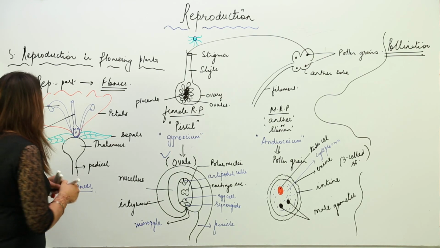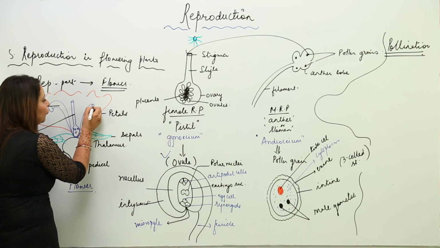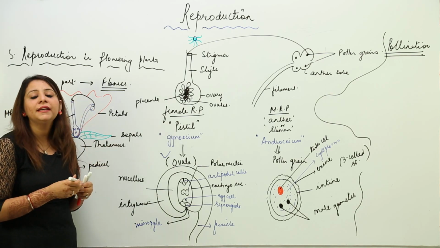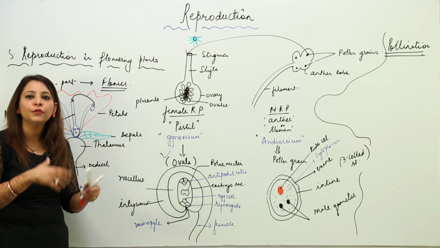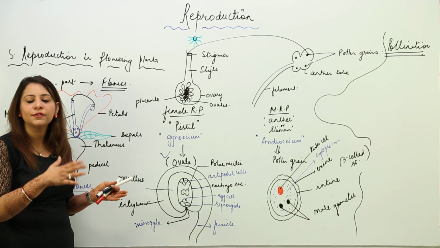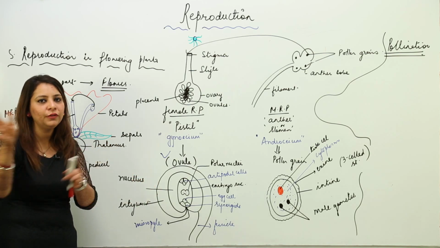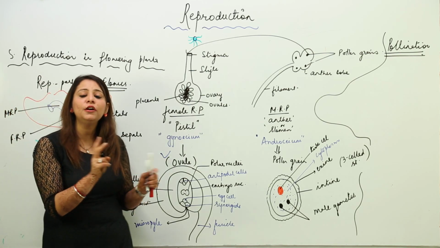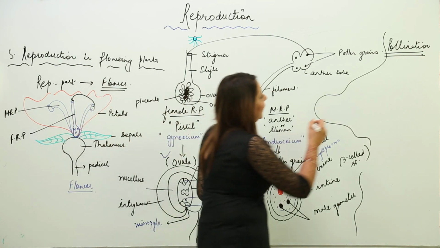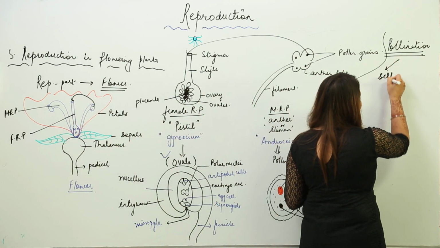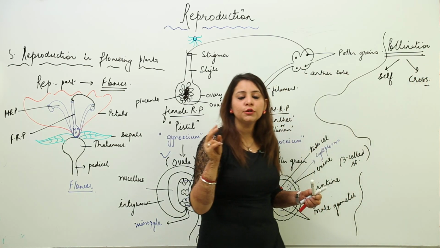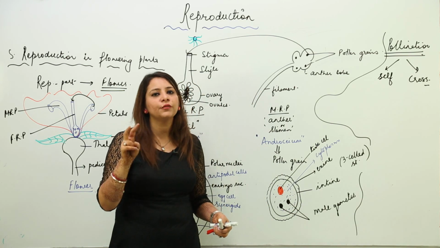And you know that pollination is the transfer of pollen from the anther to the stigma of the flower. It can be of the same flower, it can happen between the flowers of the same plant, or it may happen between the flower of one plant and the flower of another plant. So that means pollination can be self, that means in the same flower, and it can be cross, that means between two flowers of the same plant or two flowers of different plants.